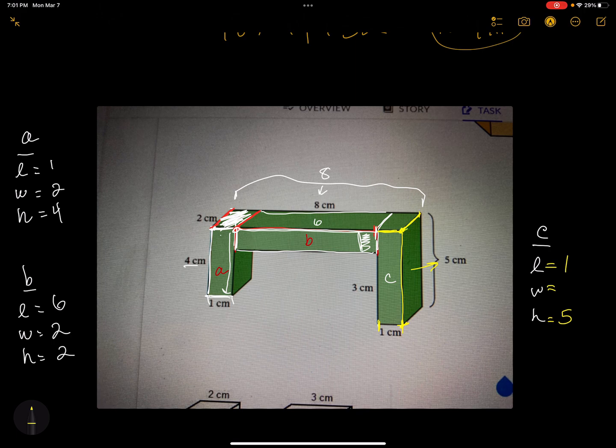And then our back to front right here. This is our last measurement. Okay, do we know what that is? Yes, we do. This is going to be 2. We know it's 2 because this is the same width as this one right over here, and that's 2, okay? So now we're going to total them all up.